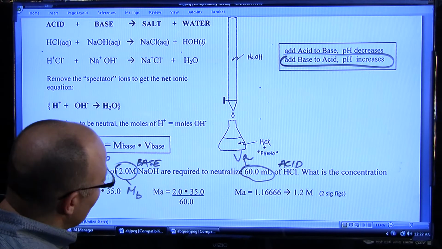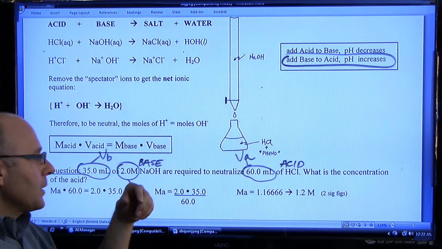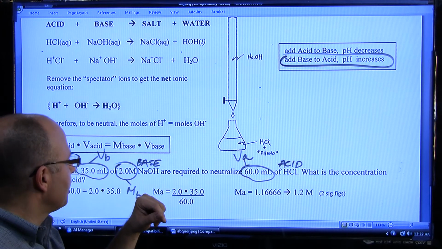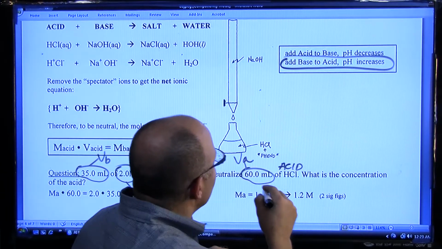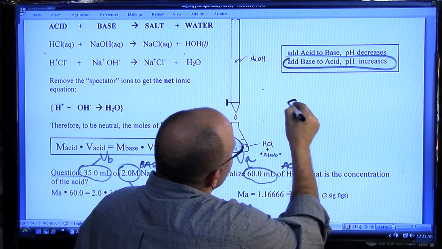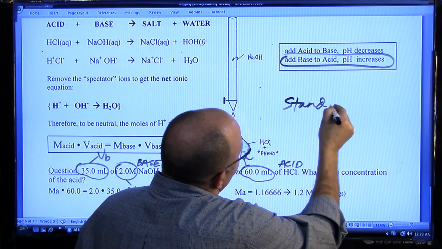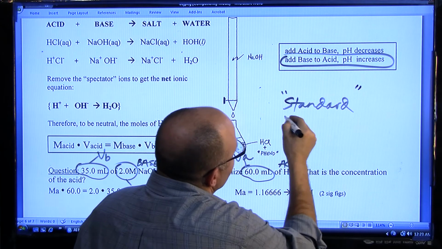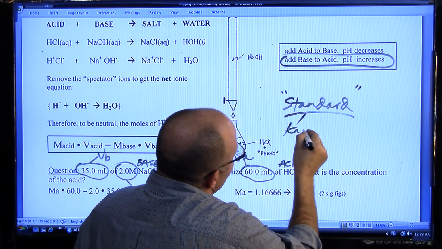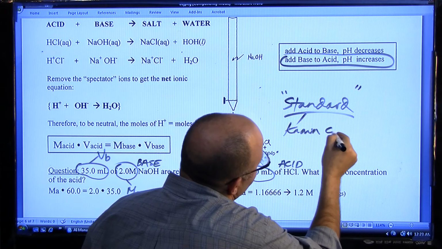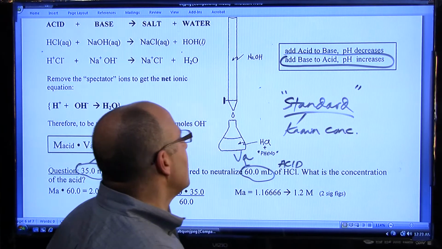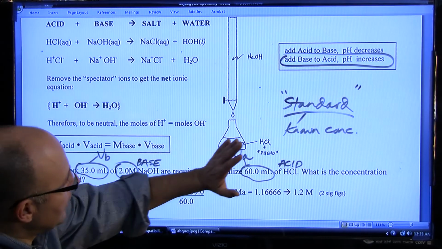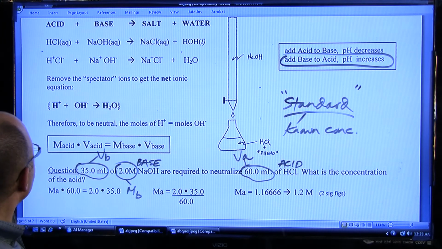All right, the one that is the known concentration would be called a standard in a titration. All right, so that's good terminology to write down too. Standard. When they refer to the standard, what they mean is that it's the known concentration. It can either be an acid or a base, whichever one is known, is the standard that we're going to use to figure out the unknown.